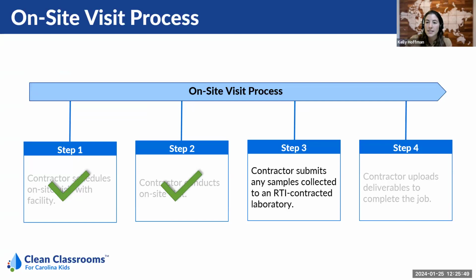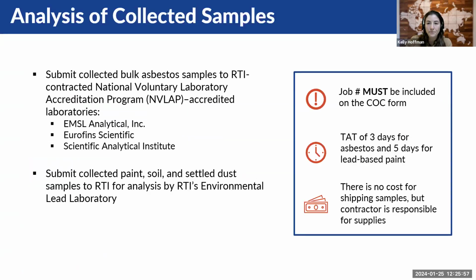Once the on-site visit is completed, the next step is to submit any samples that were collected to an RTI contracted laboratory. Any collected bulk asbestos samples must be submitted to one of our contracted NVLAP accredited laboratories. That's UMSL, Eurofins, or SAI. They will be billing RTI directly for the sample analysis.